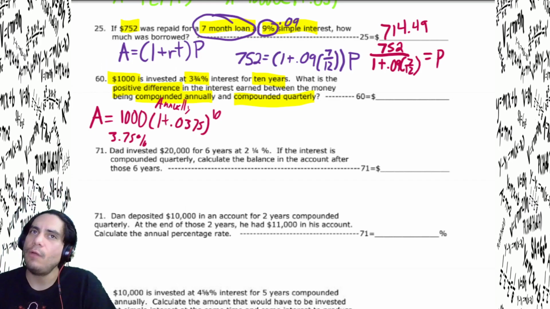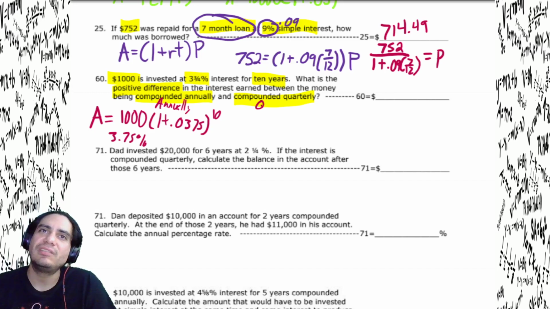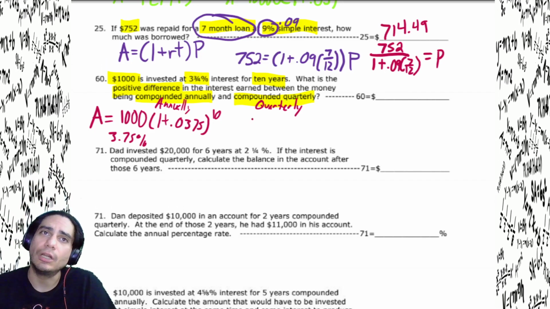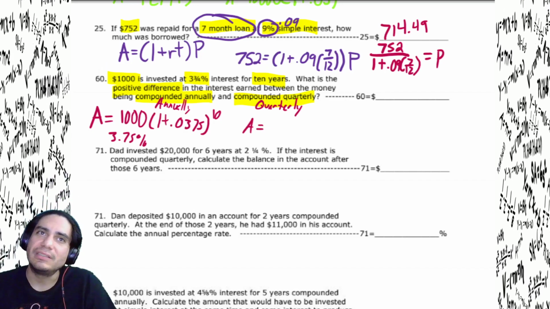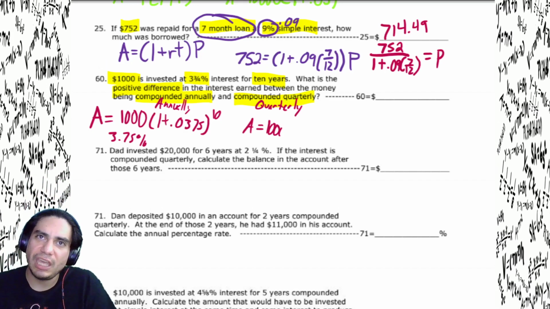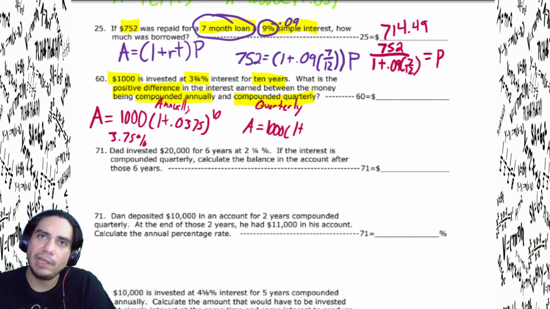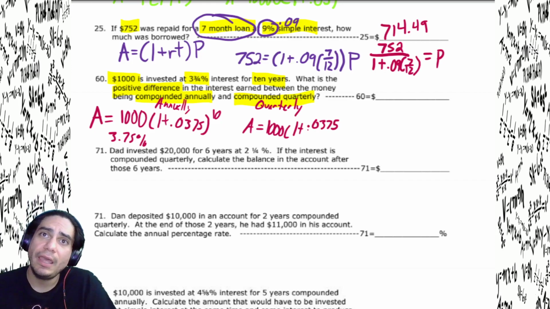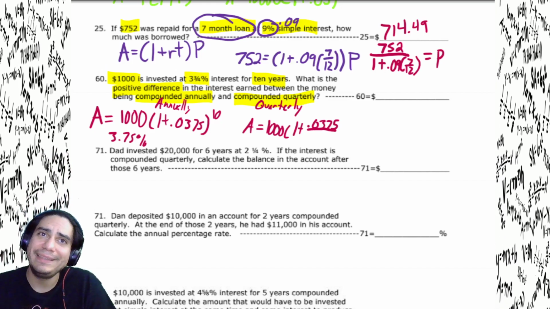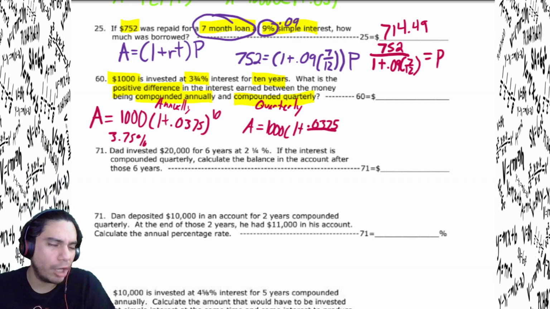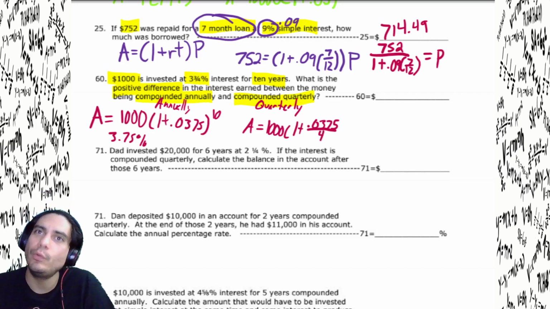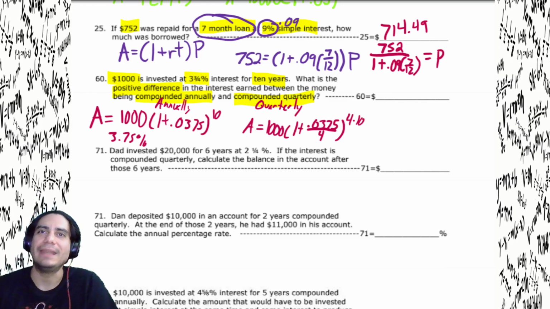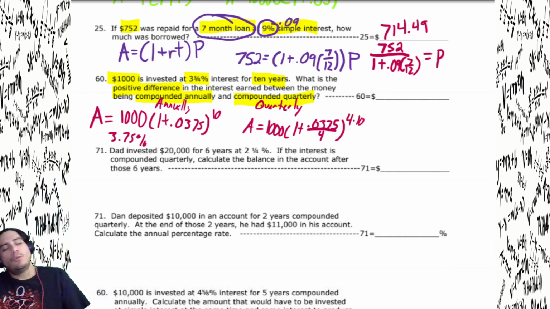Okay, but now we got to worry about the quarterly formula. This is the other one, the one where we're going to use that N. So it's going to be our total amount, and it's going to be 1,000 again. 1 plus, now our rate is 0.0375, and we're going to divide that by quarterly, 4. Hopefully you went ahead and wrote this in. And then we're going to do 4 times 10, or to the 40th power. We're going to get both of those.